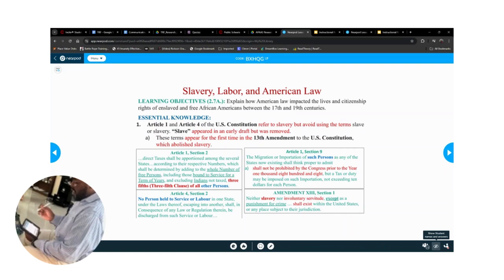AKA, slavery is illegal except if you're in prison. Yep. Which again, it goes back to everything we've been talking about, right? Yeah, I'm really reviewing it. So we ended slavery. Does everybody got me there? Except as a punishment for a crime.